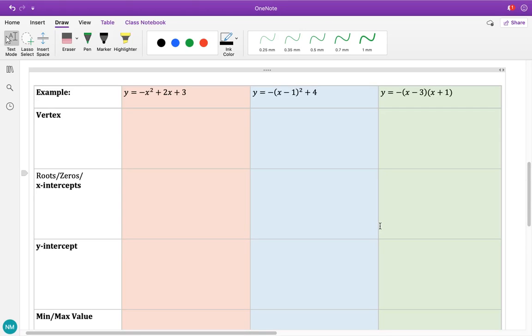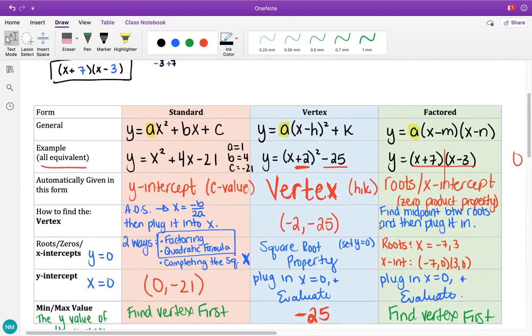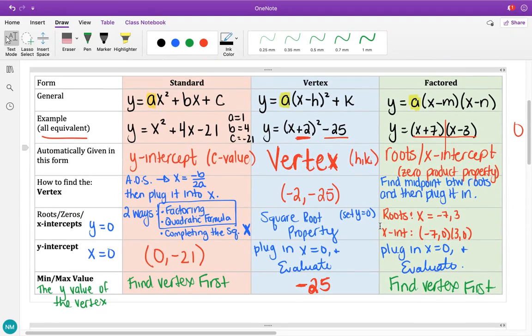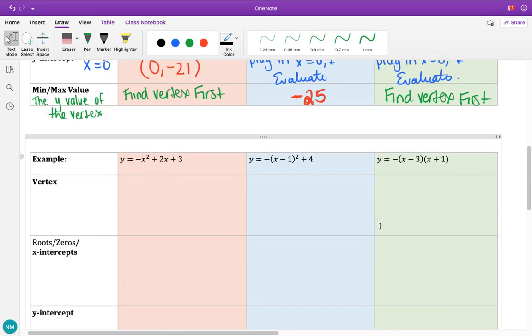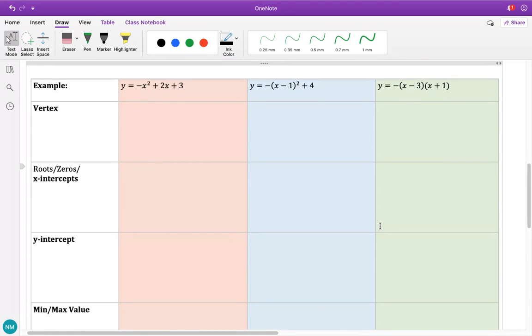Okay, so this is part 3 of these videos on different forms of quadratics. This is what we did in the last 2 videos, and if you haven't seen them, you should go see them. But we're going to do another example, and we're going to do each form separately, and you'll find the same answers, to show you that you'll get the same answers.